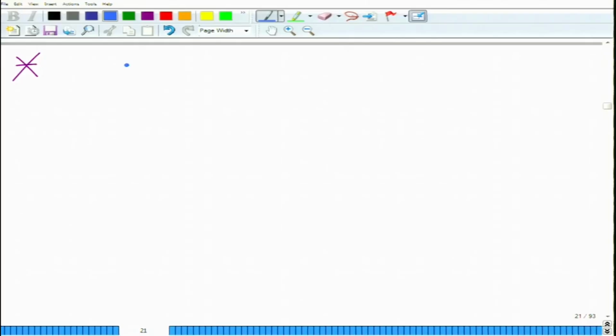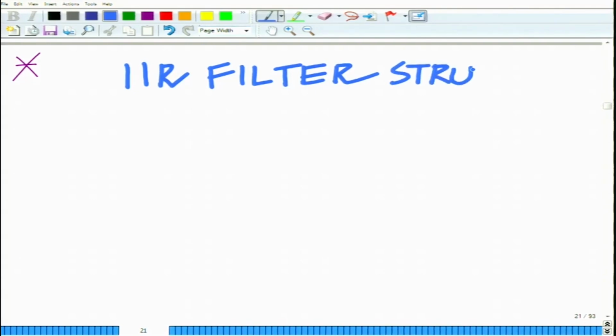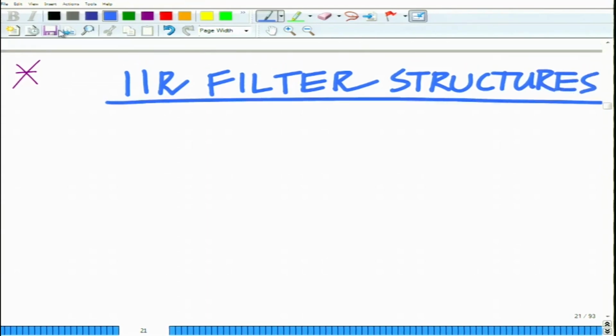Alright, so in this module, let us start looking at the implementation of IIR filters using various IIR filter structures. We are going to outline the structure of these various IIR filters. The title is IIR filter structures, which plays an important role in the implementation of digital filters. And IIR, as you know, stands for infinite impulse response.